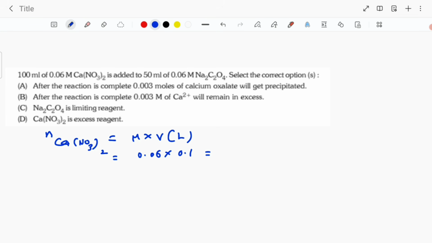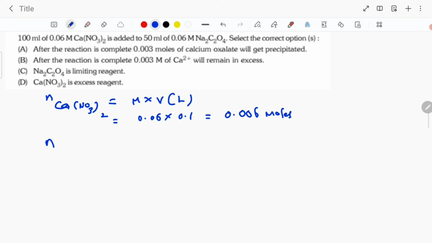If you use the calculation, here you will get 0.006 moles. Similarly, you calculate the moles of Na2C2O4, sodium oxalate. Here the molarity is 0.06 and the volume is 0.05 liters, converting into liters. So now you will get 0.003 moles. That's what they gave in the question.